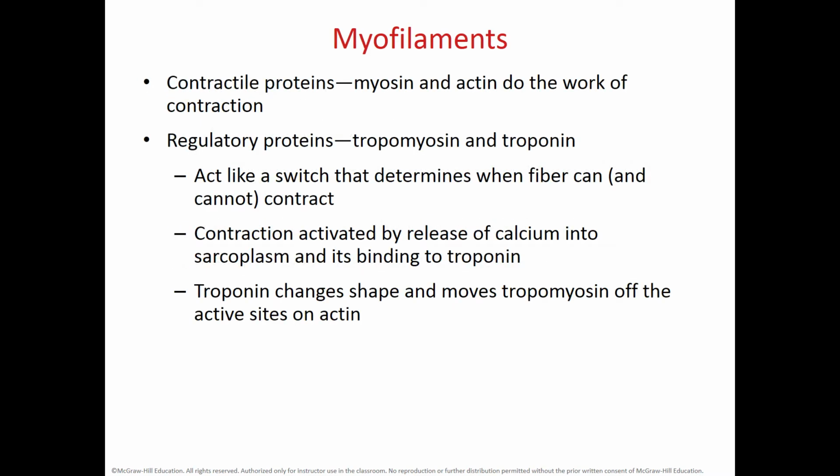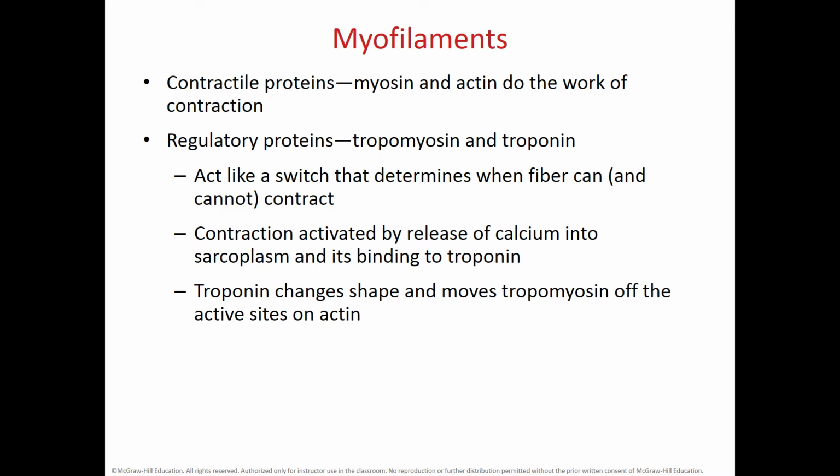So within the myofilaments, we have then the contractile proteins, which are myosin and actin, the ones that actually slide over each other. They make a physical connection, and then they disconnect and move back into their original place so that you can maintain the original length of the muscle. And then you also have these regulatory proteins like tropomyosin and troponin that determine when the fibers can slide over each other and contract or not.